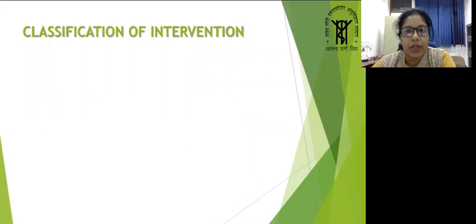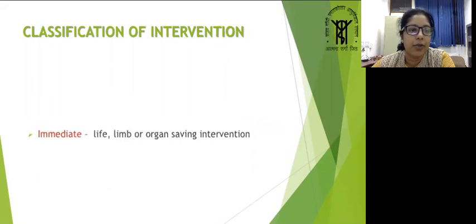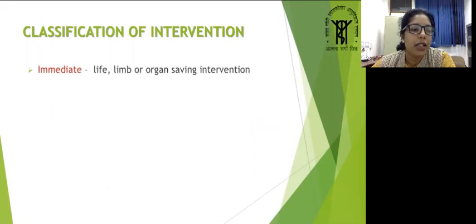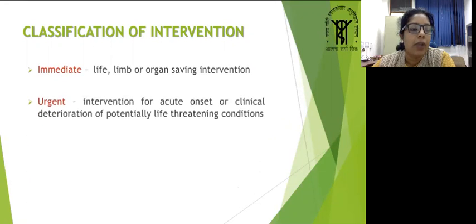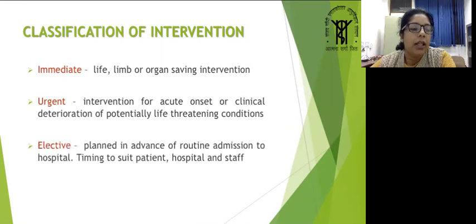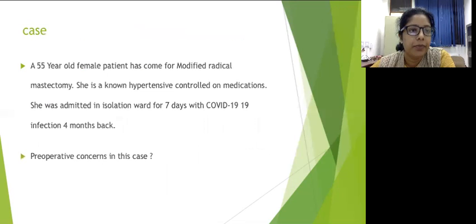Any surgical intervention can be categorized as immediate, urgent, and elective procedure. So, immediate procedures are life, limb, or organ saving interventions, while urgent are those which are acute onset or clinical deterioration of potentially life threatening conditions. Elective cases are those which are planned in advance to suit patient, hospital, and staff.